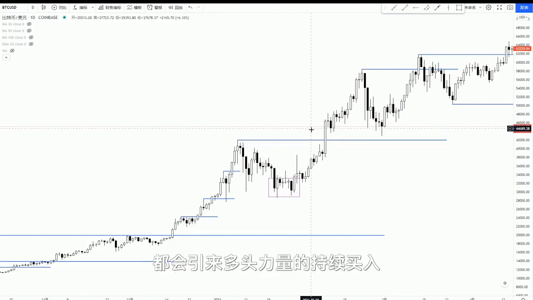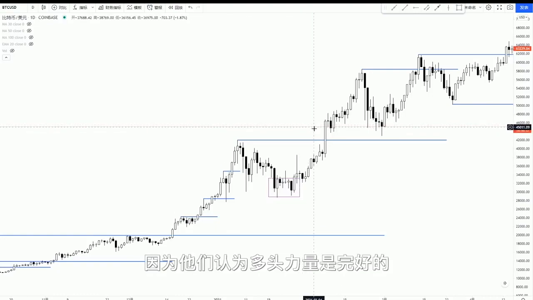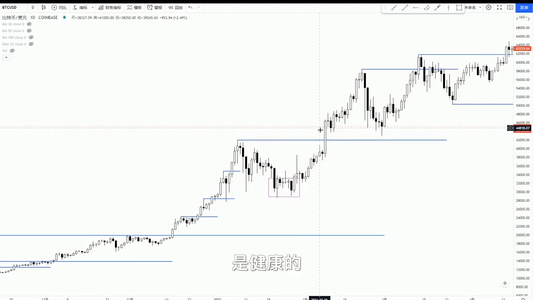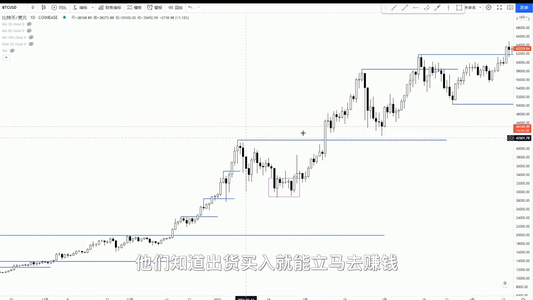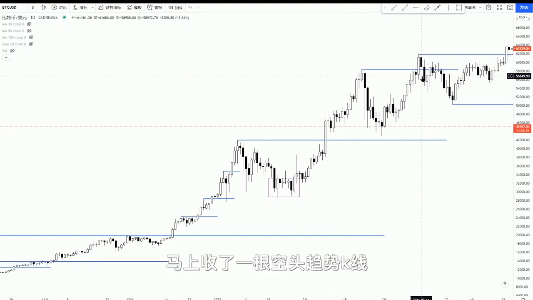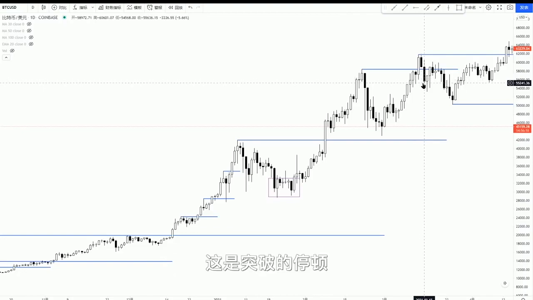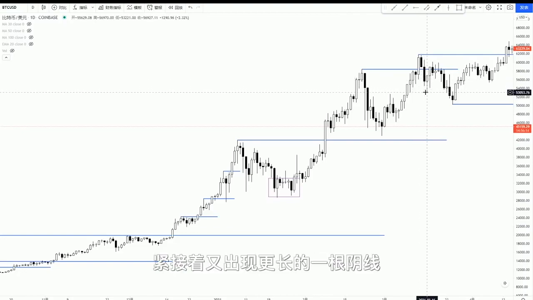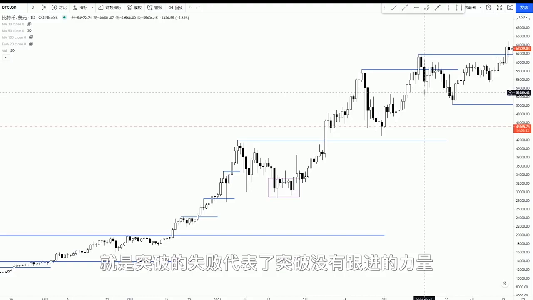They know that buying can make money immediately, but we can see that after the price breaks through the previous band point, it immediately closes a short trend K line, which is the pause of the breakthrough, followed by a longer negative line. That is, the failure of the breakthrough represents a breakthrough without follow-through power. Why is there no follow-through power?